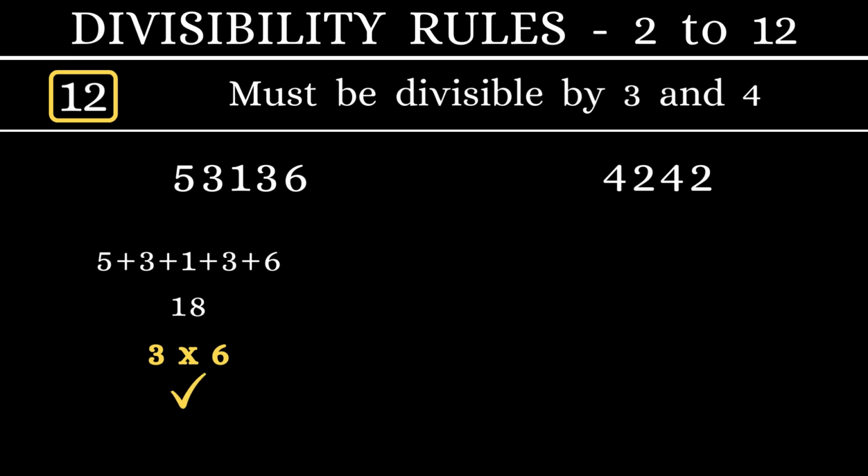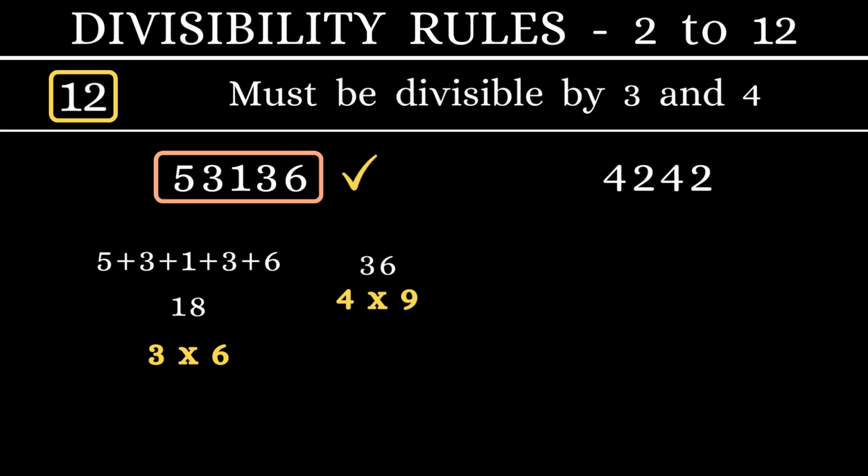We also have to check if it is divisible by 4. For that, let us pick out the last two digits. 36 is a multiple of 4 and hence this number is divisible by 4. Now, since the divisibility by 3 and 4 are possible, we can conclude that this number is divisible by 12.